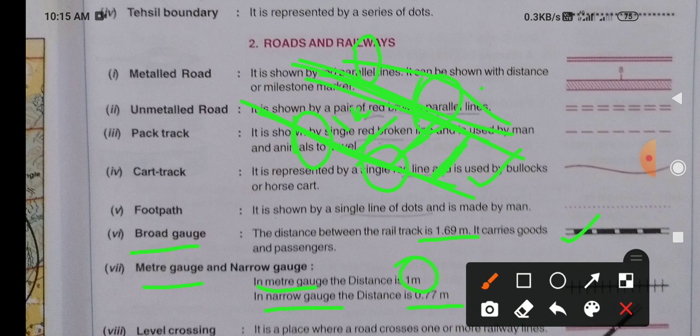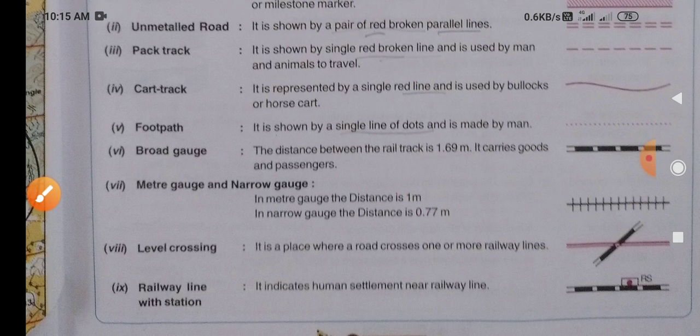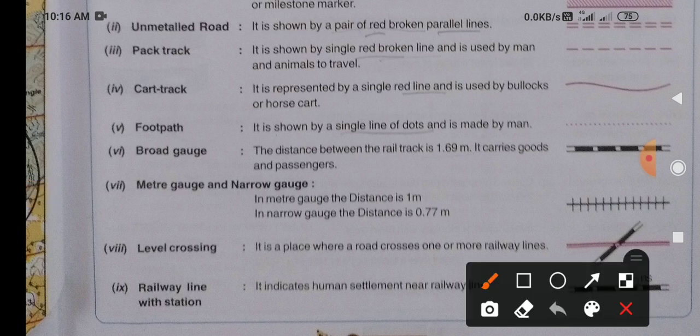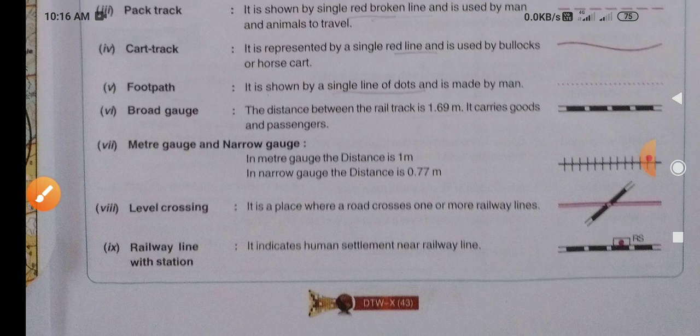So the length of that is already given there. You please try to read it, and how that can be understood by looking at the sign and symbol, that you need to learn. Now level crossing. Level crossing means where a road is crossed by a railway line, or a railway line is crossed by a road. Those are called level crossings. Next, railway station, railway line with station, how will it be marked? RS will be there. Okay. You can see all these signs and symbols.